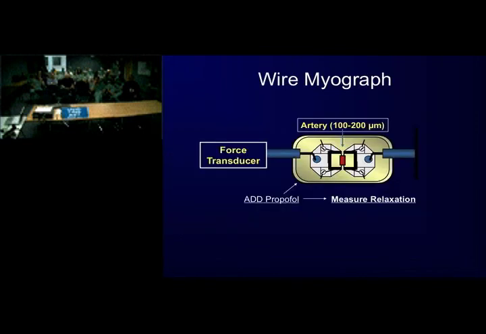And just to give you a close-up view of what that tissue bath looks like, we have an artery that's typically dissected about 100 to 200 microns and mounted in this tissue bath. Again, the wires are connected to a force transducer, and then I add drugs to the bath, in this case propofol, and then I measure relaxation.